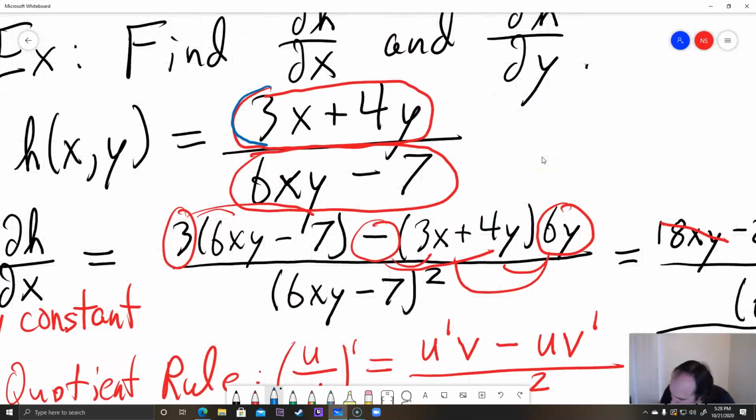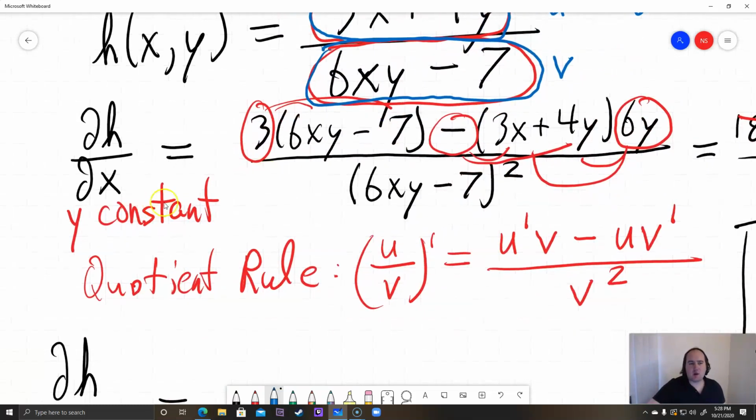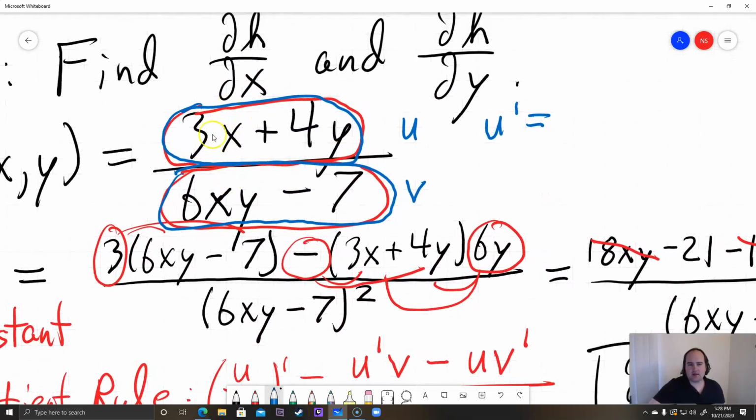Okay? So for partial h, partial y, we still have the same u and we still have the same v. So u is the top, v is the bottom. And then our u prime is going to look different from last time. So last time y was constant, but this time x is constant. So since x is constant, that means 3x is constant, and the derivative of 3x is 0. So we're just going to be taking the derivative of 4y, which is going to be 4. Okay, so here u prime equals 4.